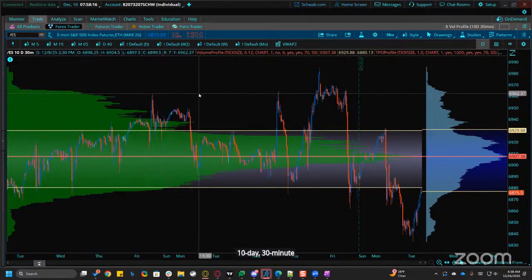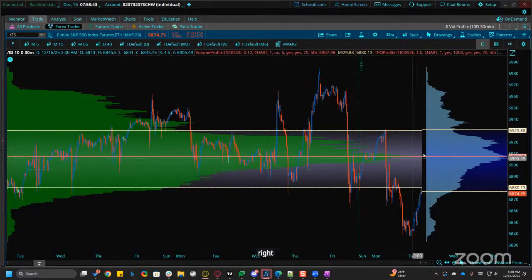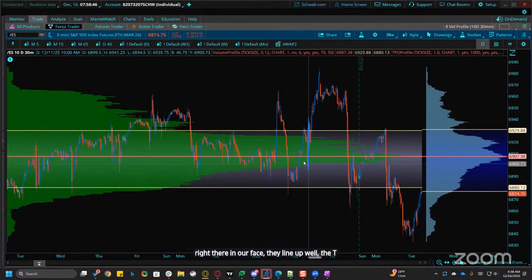10-day, 30-minute volume profile and TPO. This is the nicest distribution we've seen for most of this year, right? It's just been a god-awful, ugly distribution all year, and this is really nice. But it also lines up with the clear structure overhead, 6907. Can't miss it. It's right there in our face. They line up well, the TPO and the volume profile.